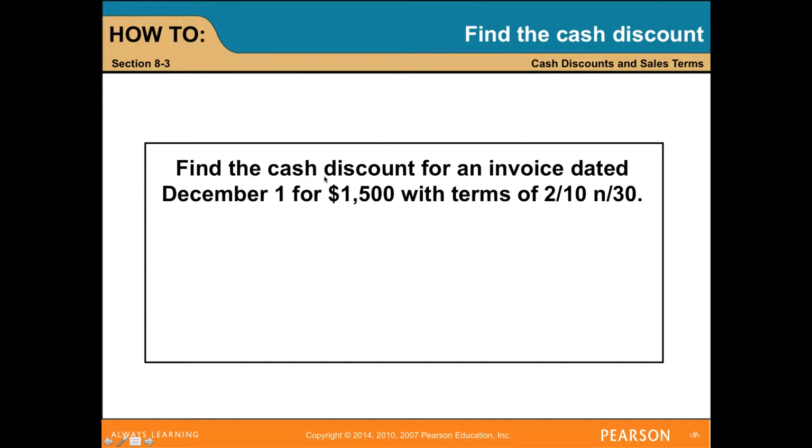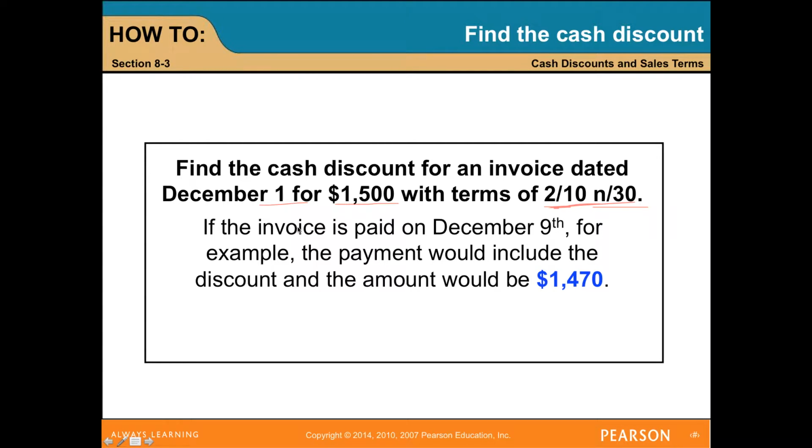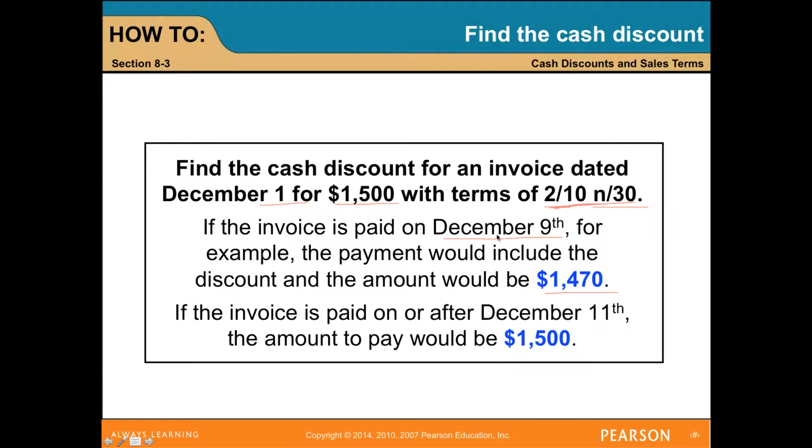Find the cash discount for an invoice dated December 1st for $1,500 with terms of 2/10, n/30. These aren't really fractions; they're just shorthand, so don't get that confused. Essentially this is telling you that if the invoice is paid on December 9th, for example, the payment would include a discount and the amount would be $1,470. If the invoice is paid on or after December 11th, which is after the 10th, the amount to pay would be $1,500.